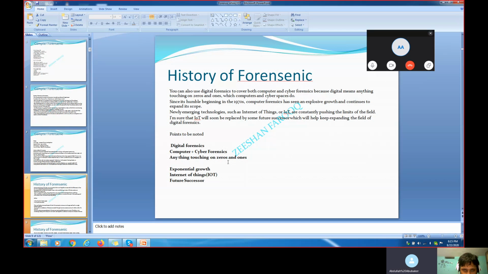So nowadays, what exactly is happening? Data keeps on increasing. Newly emerging technologies called Internet of Things and other things are coming to the market. Because data is increasing, data is getting hacked, an exponential growth. So there should be some person in the company, right, who should analyze who is getting attacked.